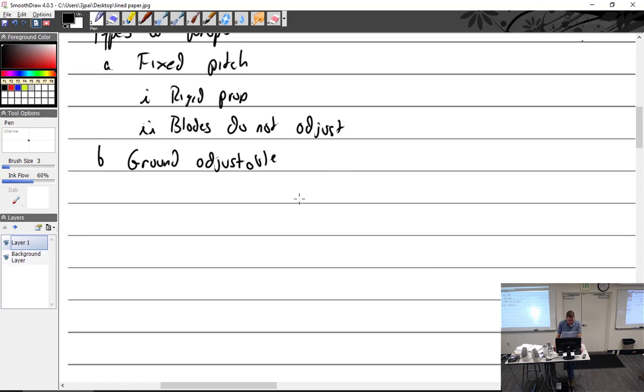Ground adjustable. So ground adjustable is the blade angle can be adjusted on the ground. Well, you can try it in the air. I mean, that's your call, but blade angle can be adjusted on the ground.